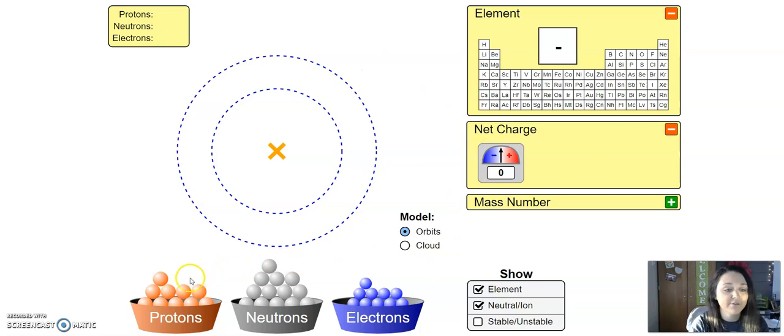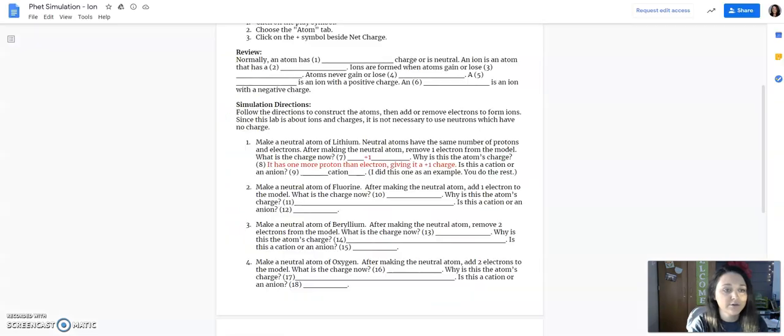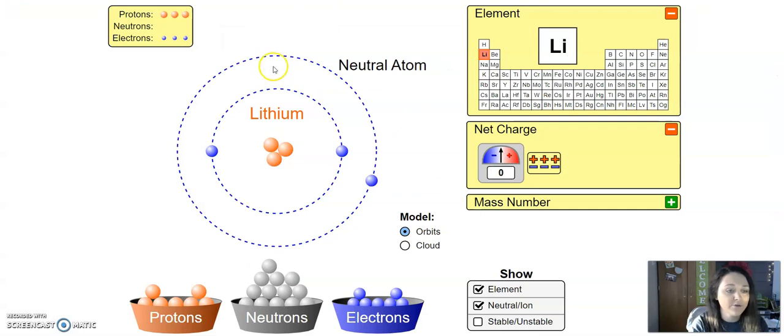So we're going to make a neutral atom of lithium. Now, lithium is going to have 3 protons. You could look on your periodic table, or you could just keep clicking. Here we go. Lithium. We need a neutral atom first. So we want our 3 protons and 3 electrons. Okay, so our net charge is 0. So it also says, if you look at the atomic mass on your periodic table of lithium, the atomic mass is 7. So I'm going to put 7 minus 3 is 4. I'm going to put 4 neutrons.